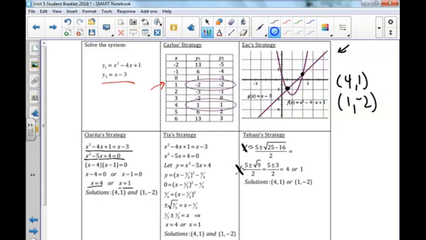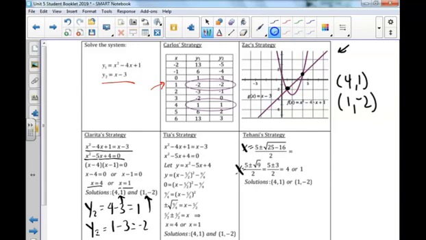We have to plug the 4 into one of our original functions. So I'm going to take y2 and plug the 4 in. 4 minus 3 is 1. We can see that above. And then our other x value was 1. 1 minus 3 is -2. And we see that point here.